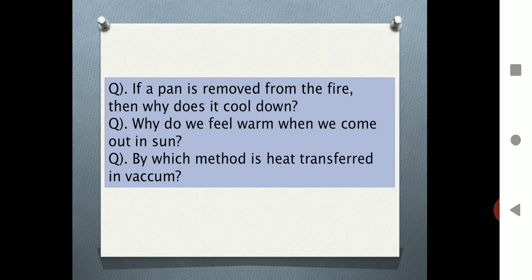And the third question demands, by which method is heat transferred in vacuum? Just now we discussed that no medium is required for transfer of heat by radiation. Vacuum has no medium, so that means if some heat is getting transferred through vacuum, then the mode of transfer of heat will be radiation.